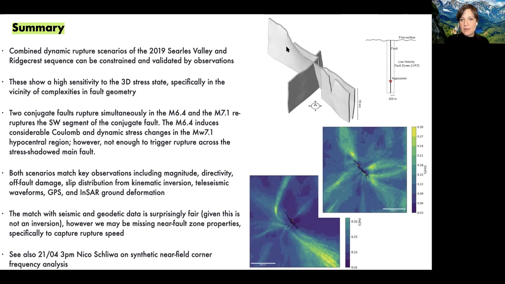I'm showing here an adapted model, which includes a low velocity fault zone, which we are now considering and exploring to reproduce also the lower rupture speeds.